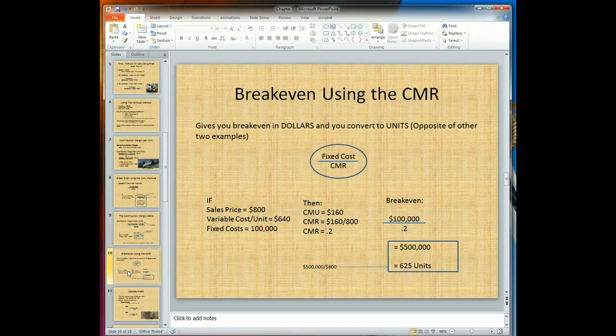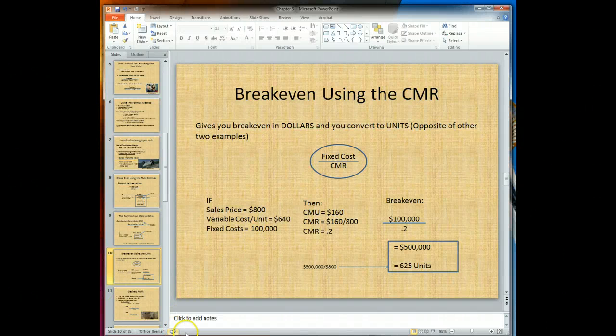Okay, so how do you find out break even using the contribution margin ratio? Looks exactly like the last formula, but we're only changing one letter. So if you remember the contribution margin per unit, to find out break even, you took fixed over CMU. For contribution margin ratio, we're taking fixed over CMR.